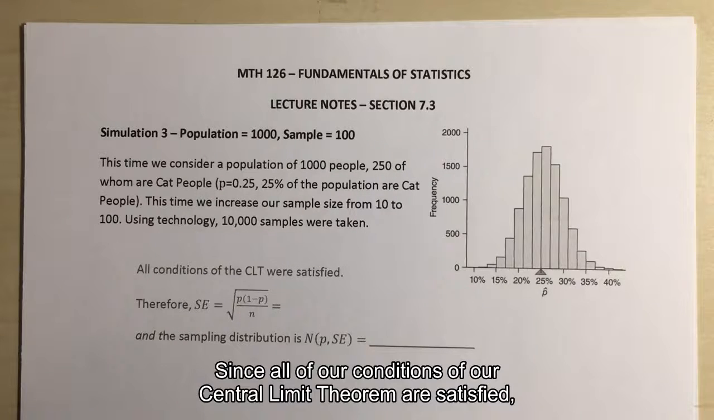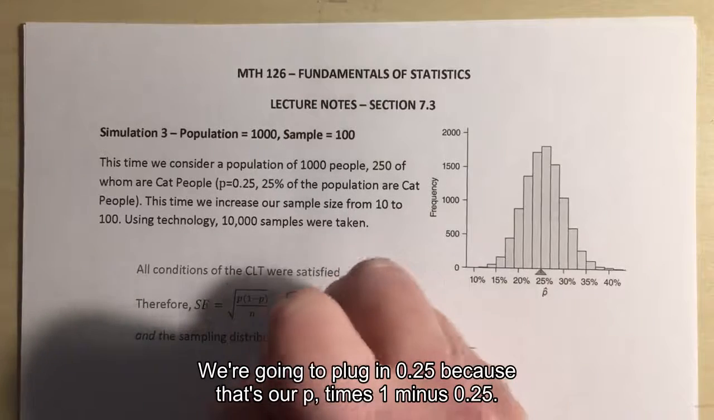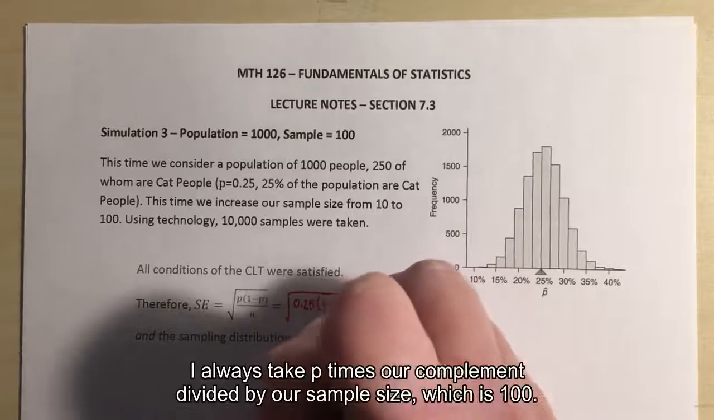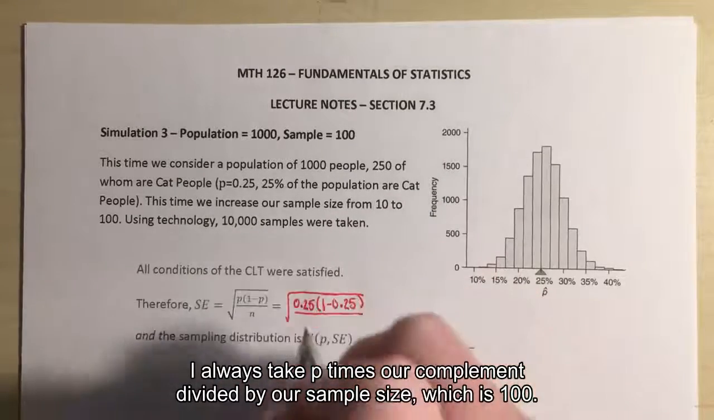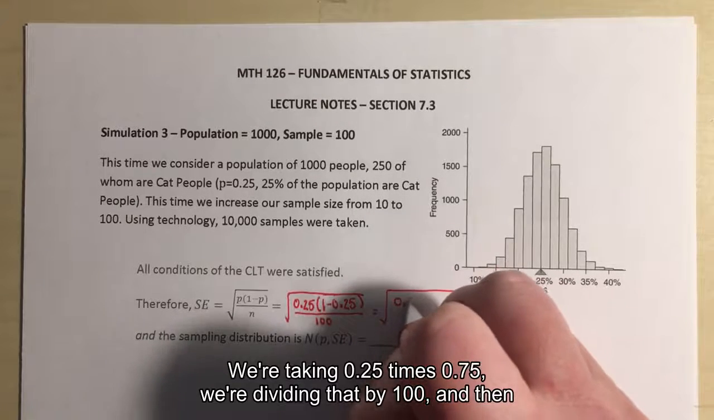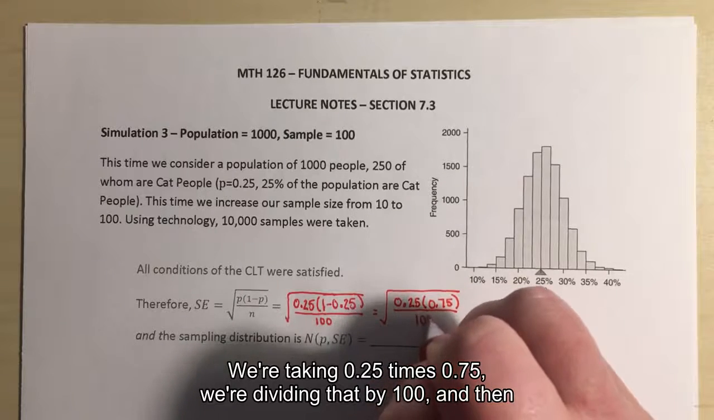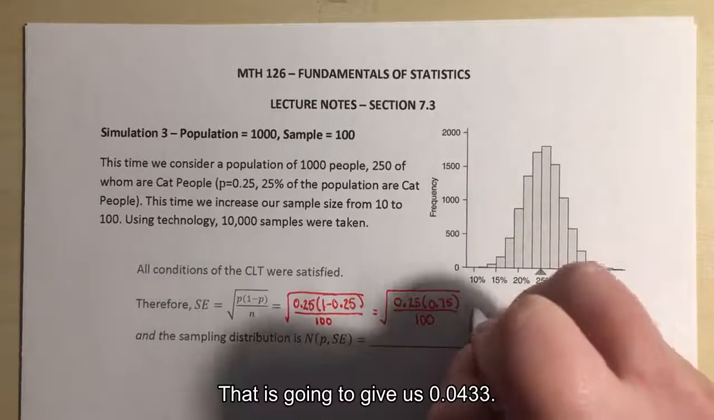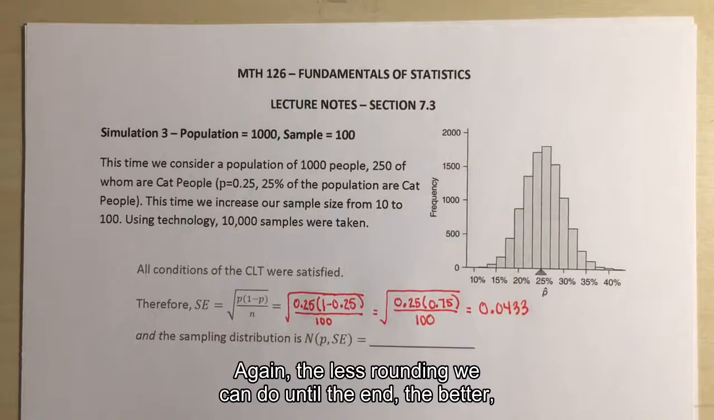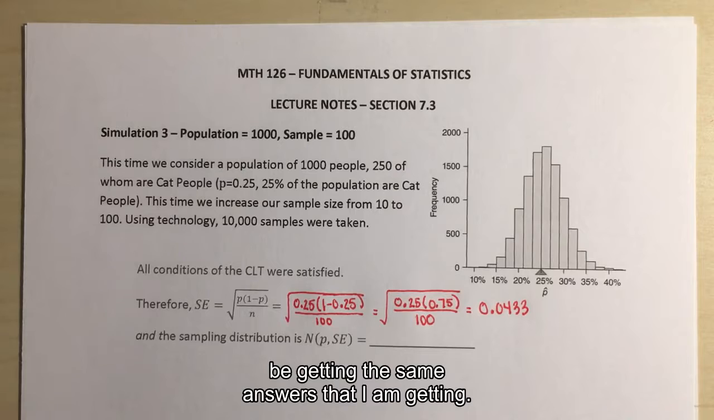Since all of the conditions of our central limit theorem are satisfied, we are allowed to find our standard error. We plug in 0.25, because that's our p, times 1 minus 0.25. So we always take p times its complement, divided by our sample size, which is 100. We take 0.25 times 0.75, divide that by 100, and then take the square root of that. That gives us 0.0433. Again, the less rounding we do until the end, the better. You want to practice getting these into your calculator, and you should be getting the same answers that I am getting.